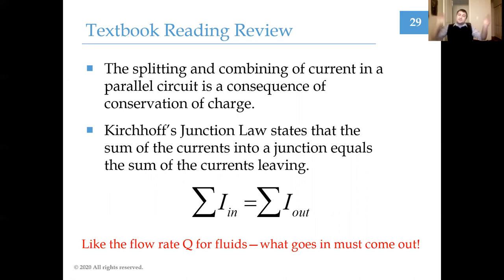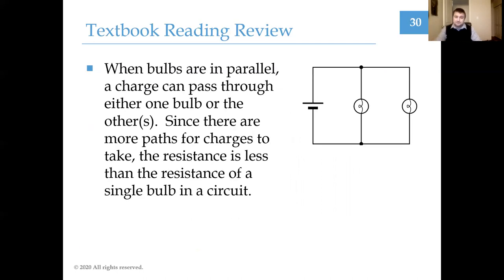This was our continuity equation for fluids. The amount of fluid flow, the flow rate into some section of pipe, must equal the flow out of that section of pipe. It's the same for current. Just like we can't have fluid mass building up anywhere, we can't have current building up anywhere. We can't have the charges collecting in one portion of a circuit. So all the current that comes into some particular junction must go out of that particular junction.